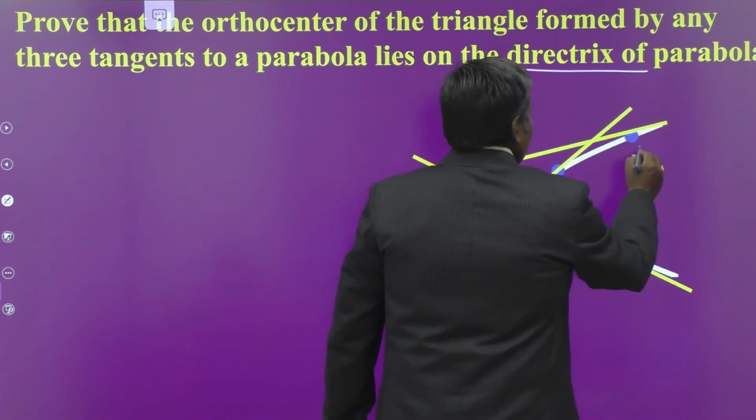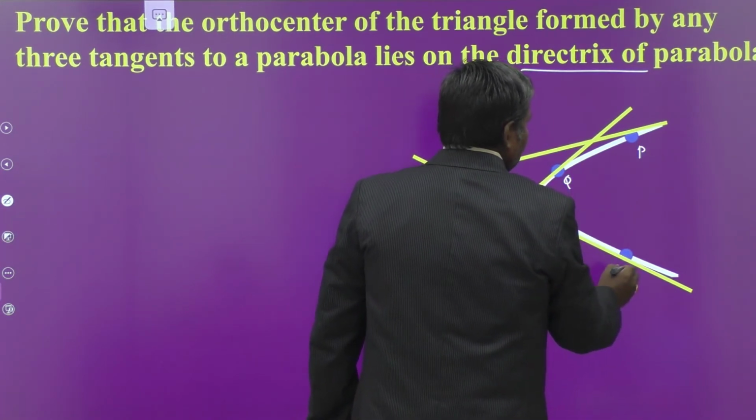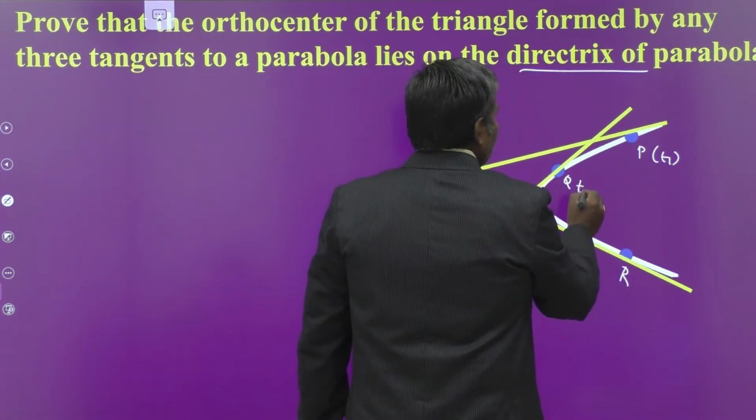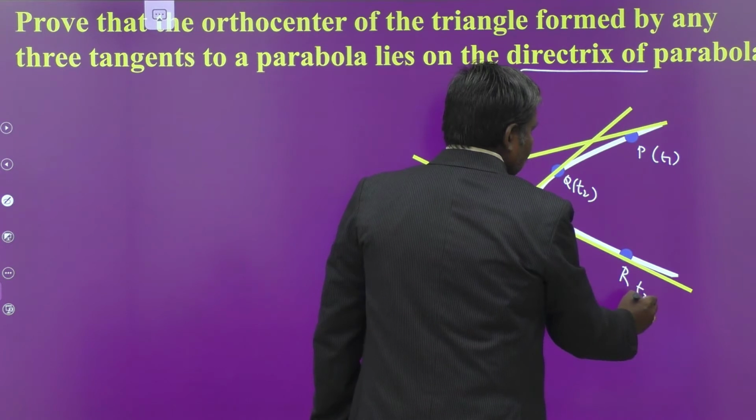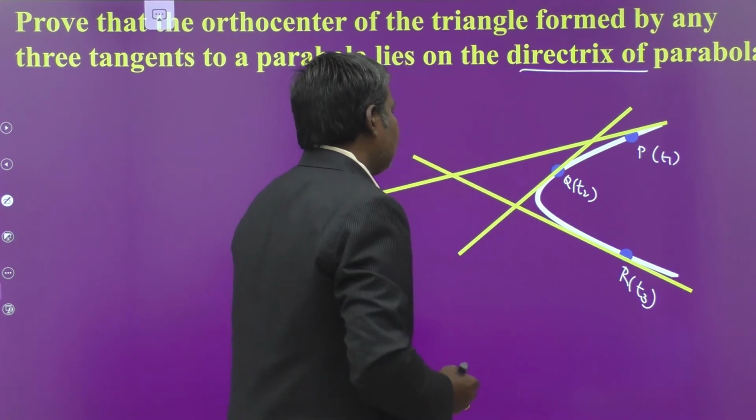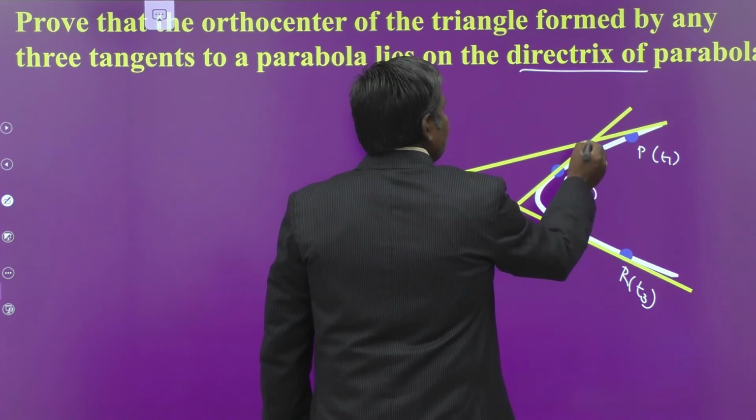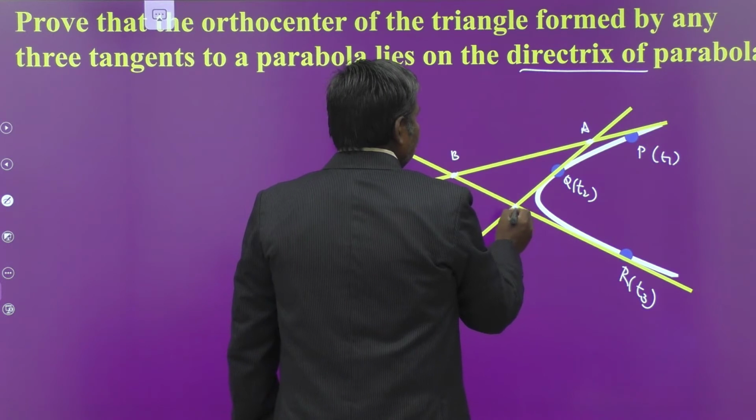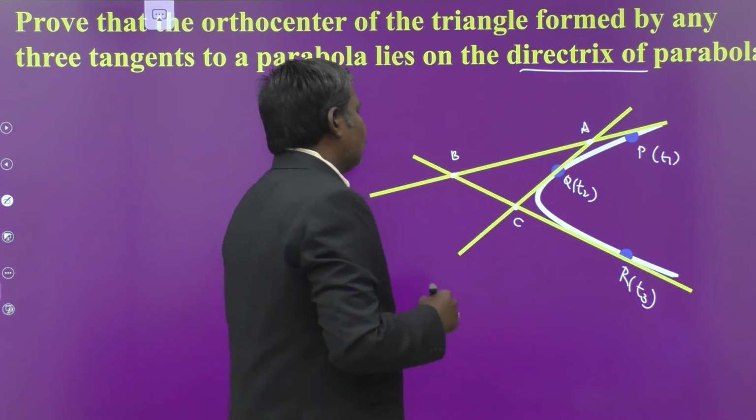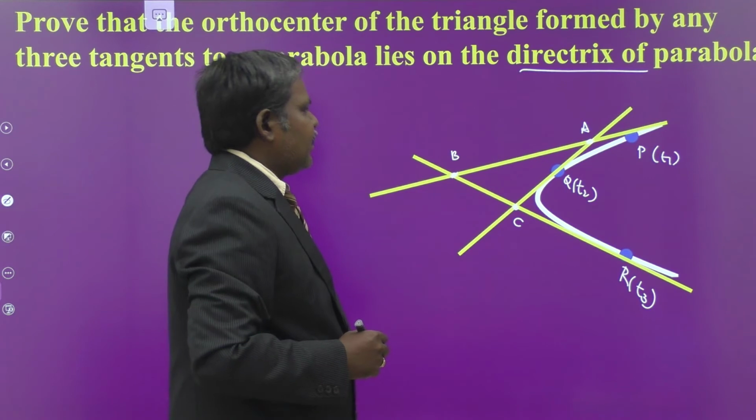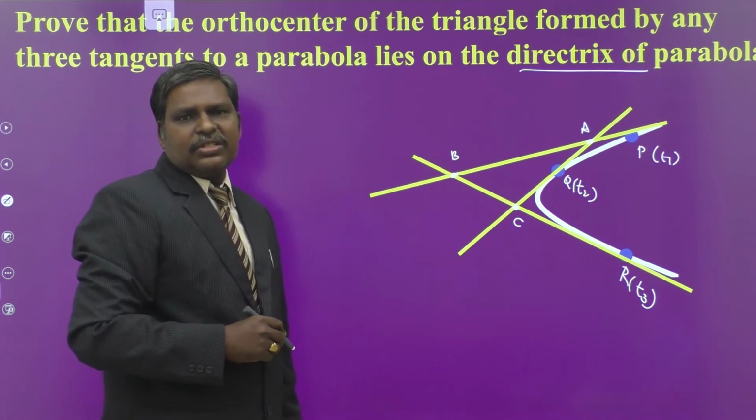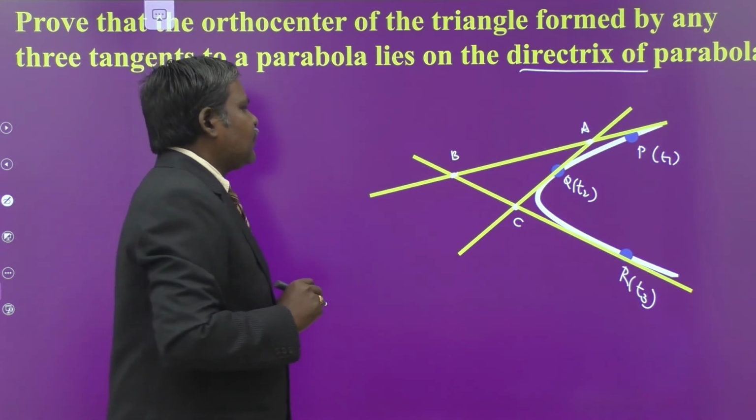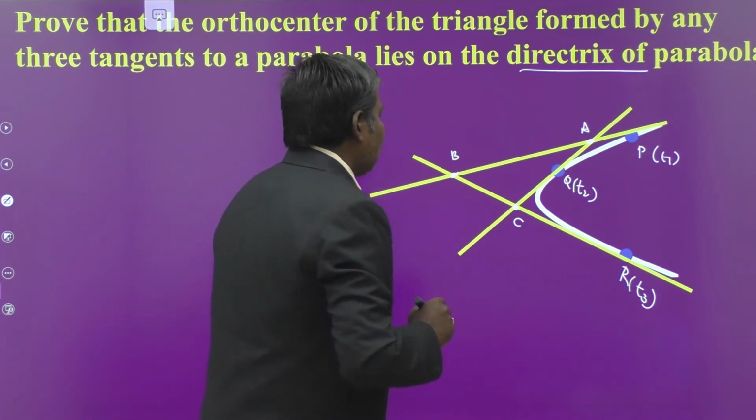So, for the sake of convenience, these are the 3 points P, Q, R. This is (at1^2, 2at1). This is (at2^2, 2at2). This is (at3^2, 2at3). And the points of intersection are, say, A, B, C. This is A and this is B. This is C. We have to show that the orthocenter of triangle ABC lies on the directrix. That is your target. What is the orthocenter? The point of concurrence of altitudes. The point of concurrence of altitudes is nothing but your orthocenter.